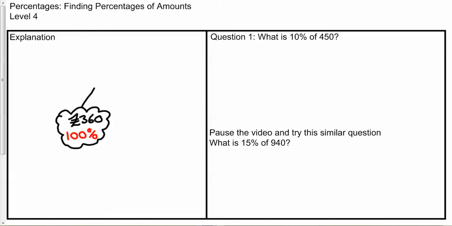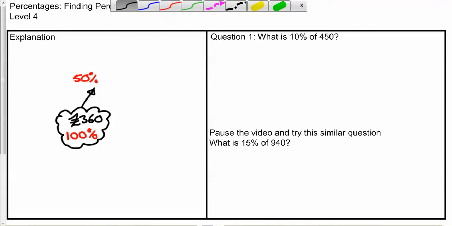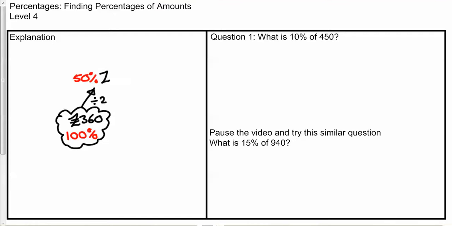To start off with, a nice easy percentage to find is always 50%. 50% is half of 100%, so that means that 50% of £360 is going to be half of it, and therefore we're going to need to divide 360 by 2, which means that that is £180.